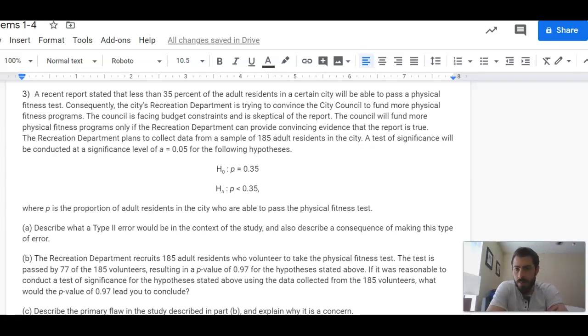The council will fund more physical fitness programs only if the recreation department can provide convincing evidence that the report is true. The Recreation Department plans to collect data from a sample of 185 adult residents in the city. A test of significance will be conducted with a significance level of alpha equals 0.05 for the following hypothesis. The null hypothesis is that the proportion of residents who are able to pass the physical fitness test is 0.35, and the alternative is that the proportion of residents who can pass the fitness test is less than 0.35.